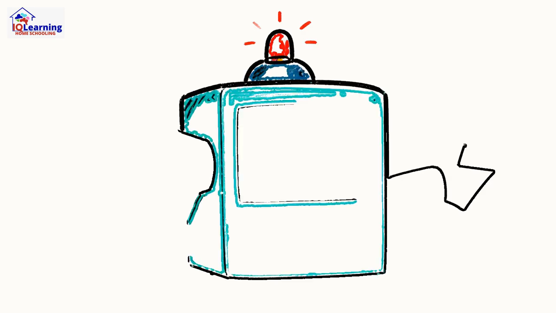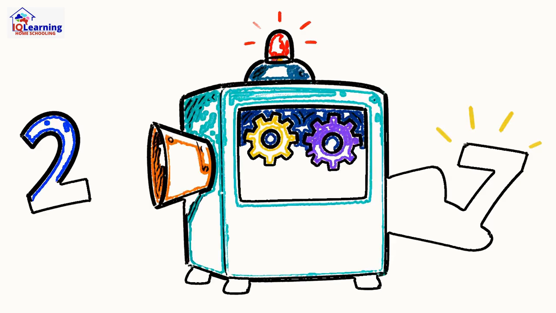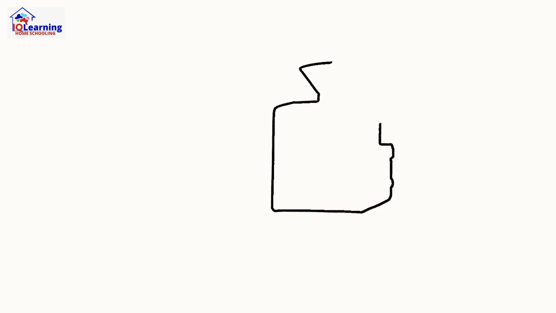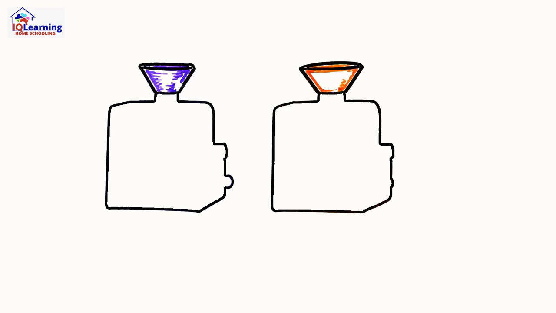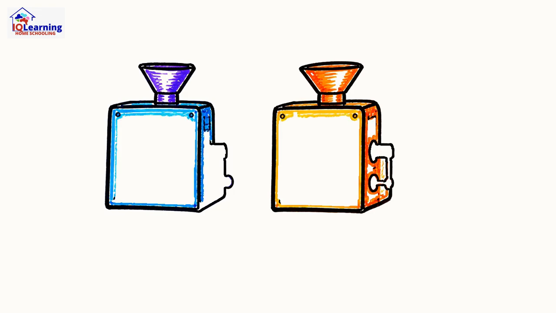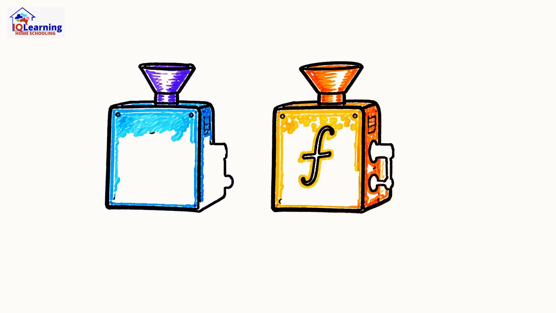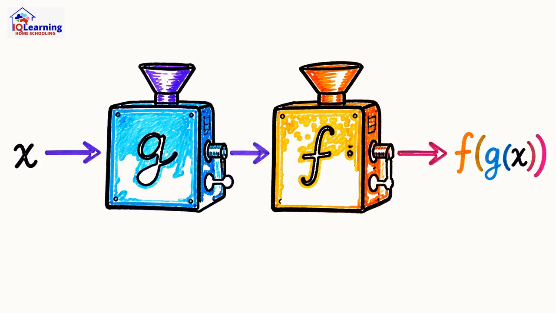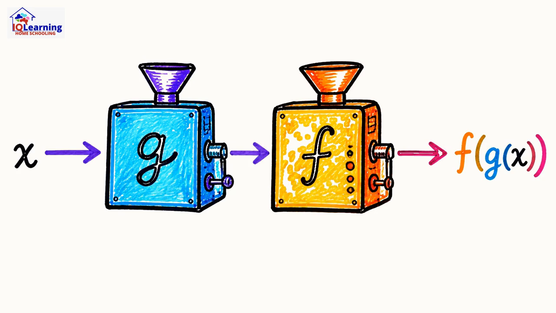Think of a function as a machine. You put something in, say the number 2, and it spits something else out. Now, what if you line up two of these machines? The output from the first machine becomes the direct input for the second. That's a composite function. We write it as f of g of x, which just means apply the g machine first, then feed its result into the f machine.